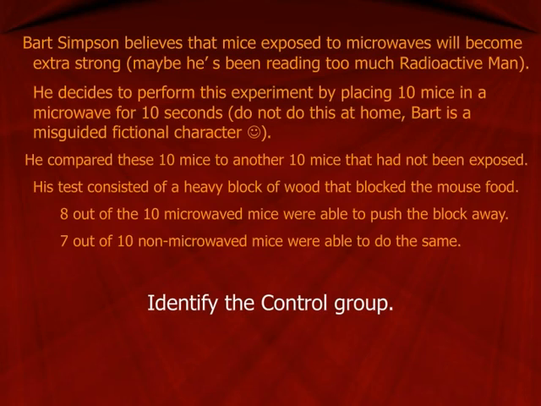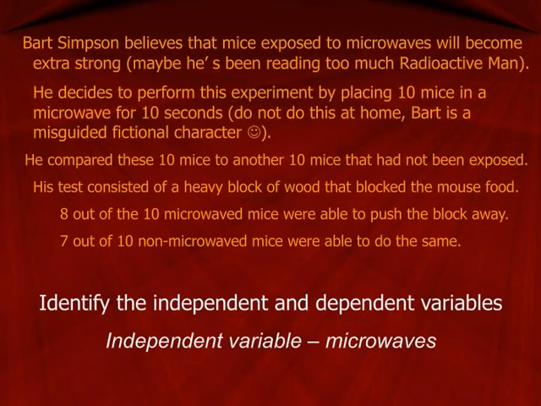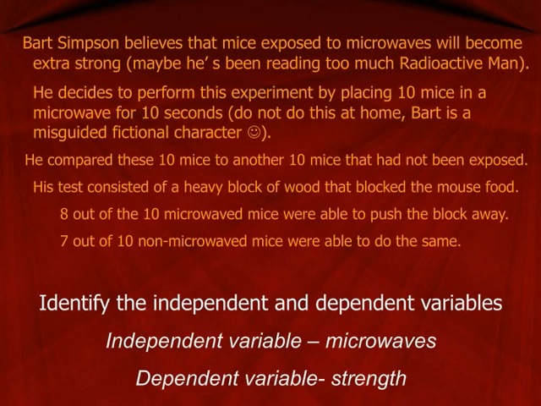Identify the control group. The mice that were not exposed to the microwaves are the control group. Identify the independent and dependent variables. The independent variable in this experiment, the variable that can be controlled by the scientist, would be the microwaves. The dependent variable in this experiment would be the strength of the mice. The strength of the mice would be observed by the scientist.